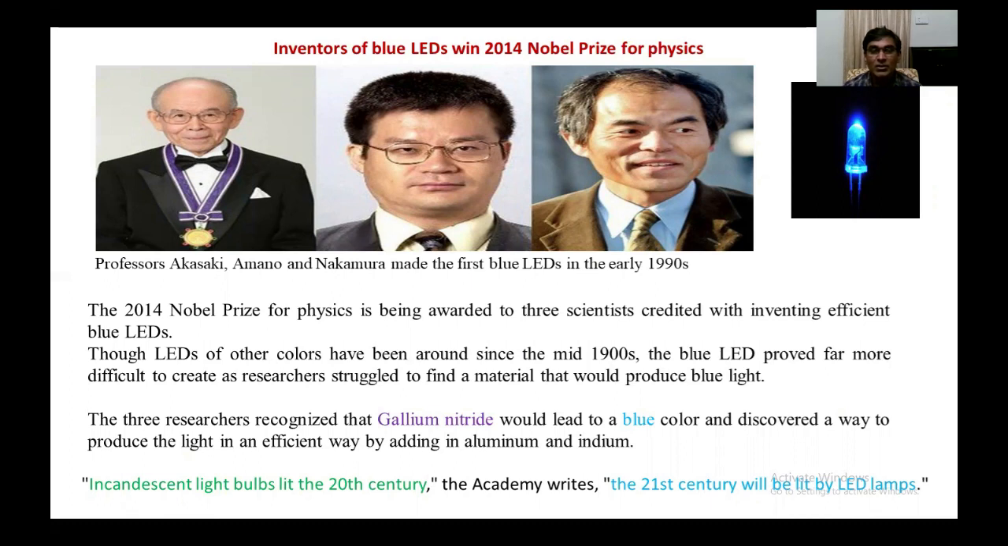And what the Academy writes here: the incandescent light bulb lit the 20th century, but the 21st century will be lit by the light emitting diode lamps or LED lamps. So that is organic semiconductors, they have application in display technology as well as lighting technology. You can see the blue LED here.